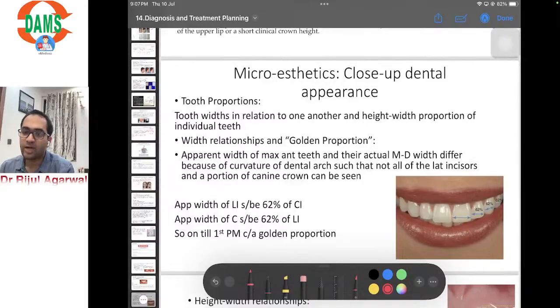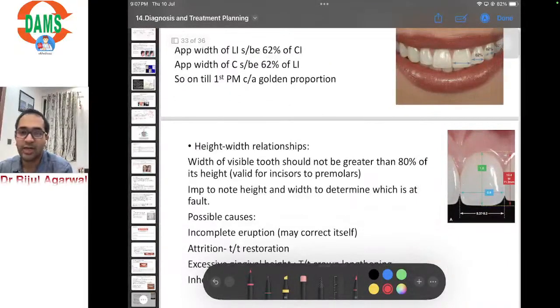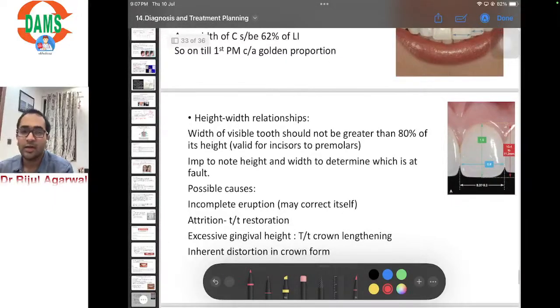Like the same kind of proportion in the face, width by face height, 1:1.618, we have a similar kind of relationship between the mesiodistal width of the tooth and the height. So in the height-width relationship, the width should not be greater than 80% of its height. So it is important to note that we need to evaluate the possible causes. It can be due to incomplete eruption, attrition, excessive gingival height, or distortion of the crown form.